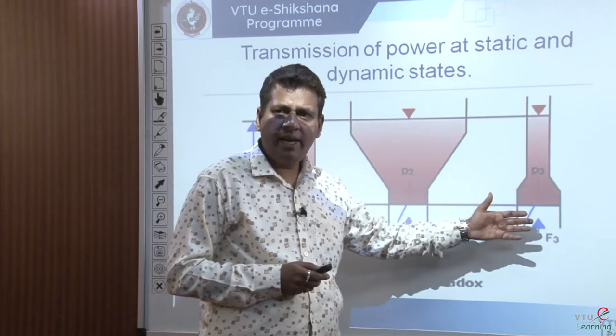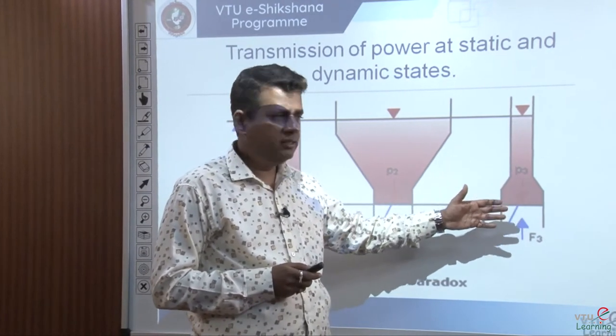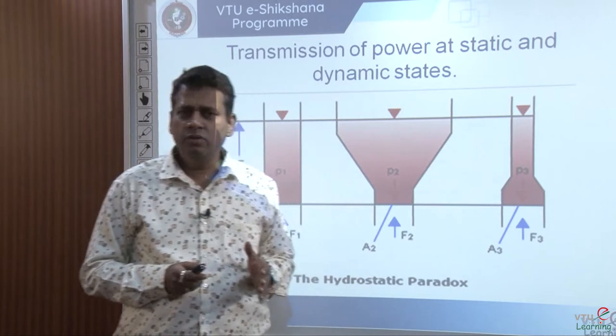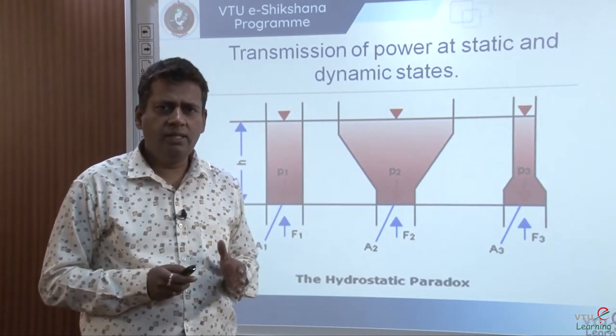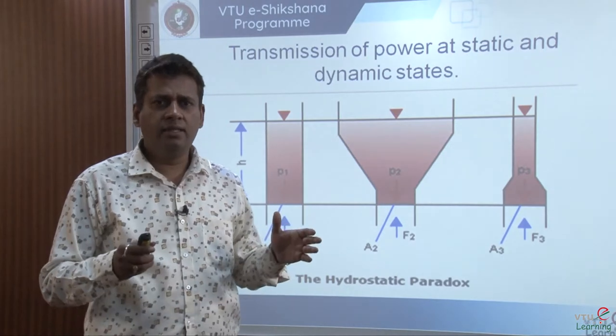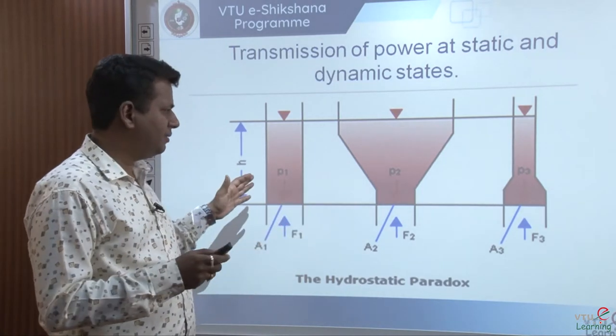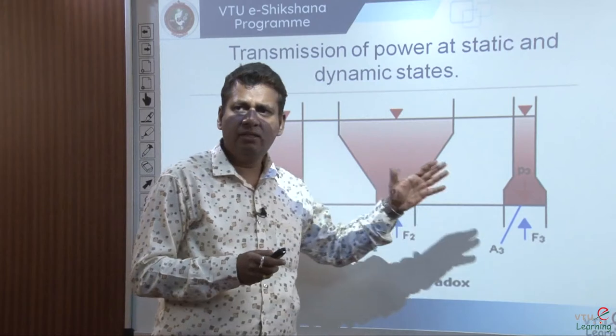In the third case it is the reverse, it is a diffuser. In a diffuser what is happening? The pressure is increasing, the velocity is decreasing, the area is increasing. So the flow pattern is different in different states.